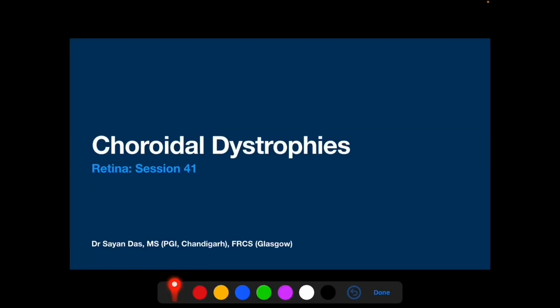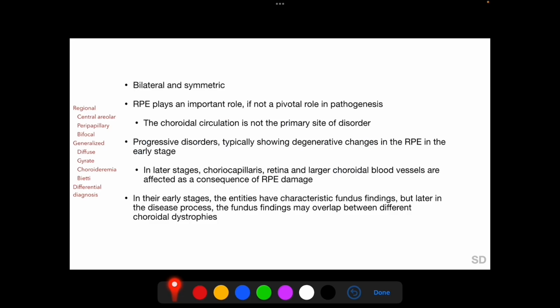Welcome. In this session, we'll be discussing choroidal dystrophies. Choroidal dystrophies, being inherited disorders, are bilateral and symmetric, in which retinal pigment epithelium is considered to play an important, if not a pivotal, role in pathogenesis.